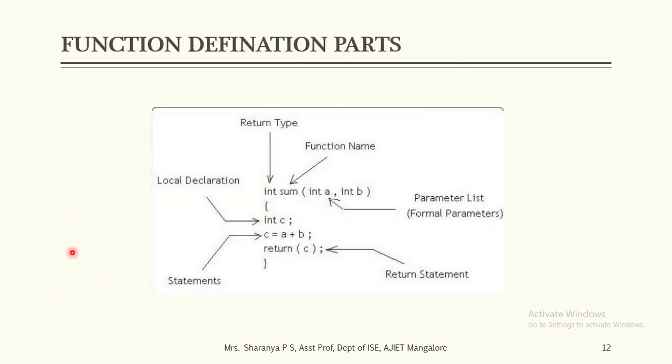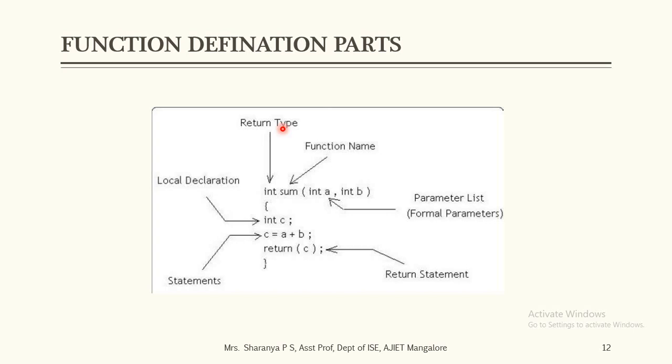As we see here with the different parts of the function definition, first let us look into the return type. The return type is the type of value returned by the function. The return type might be void, if we are not returning any value.